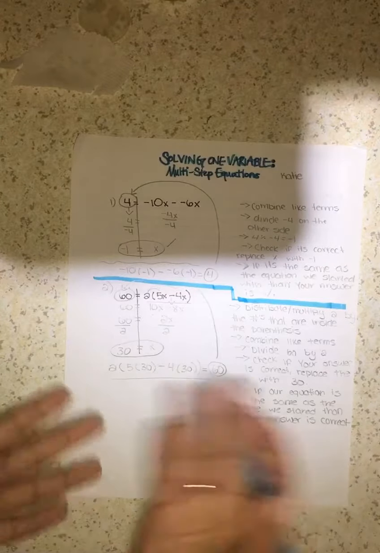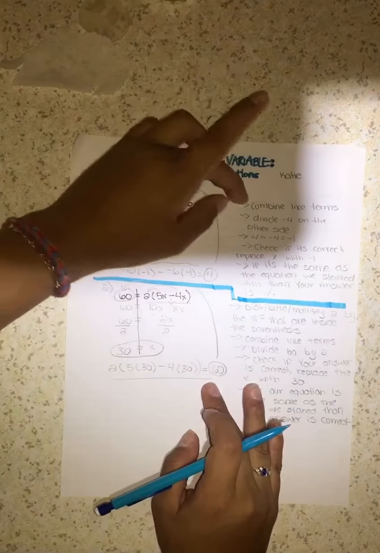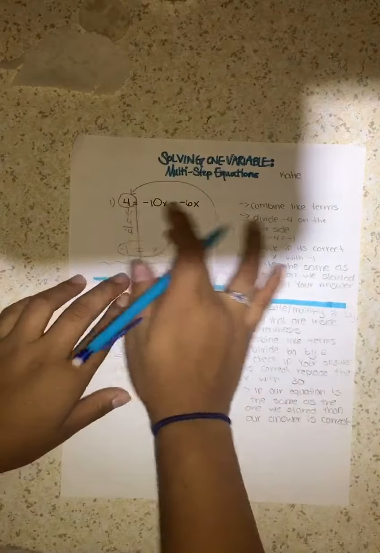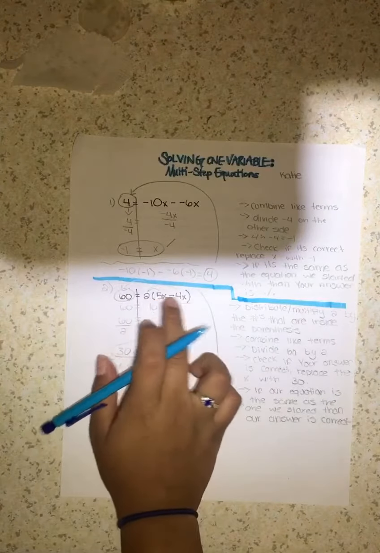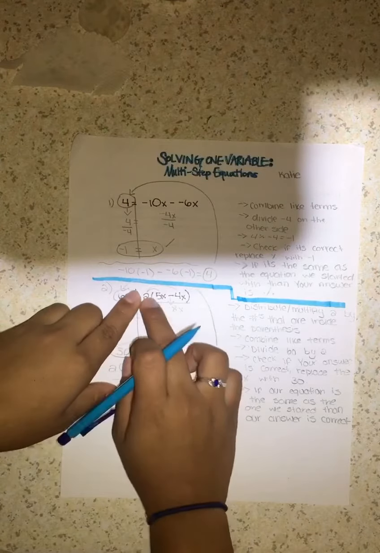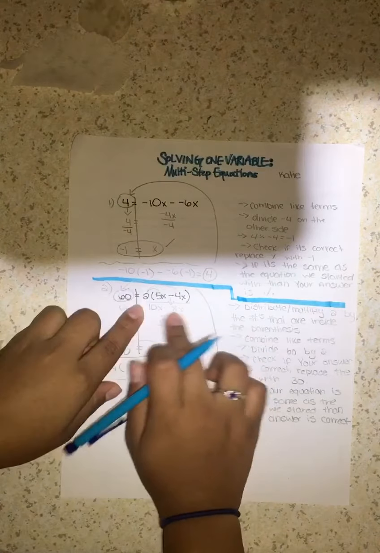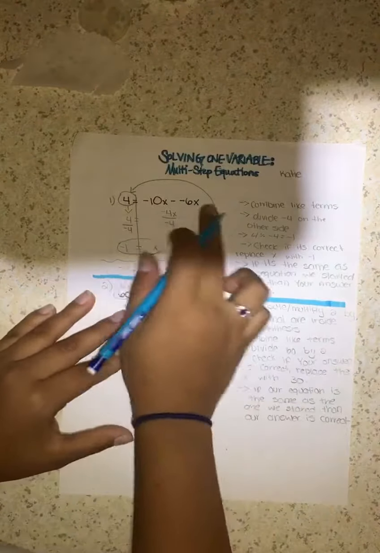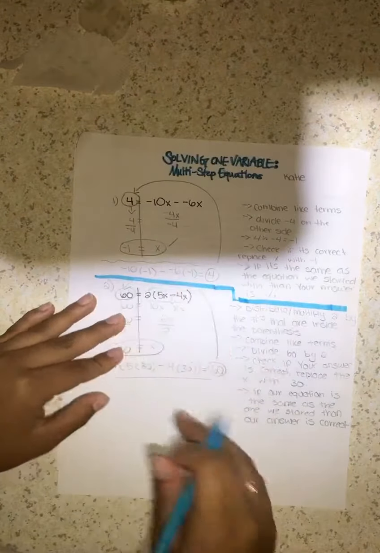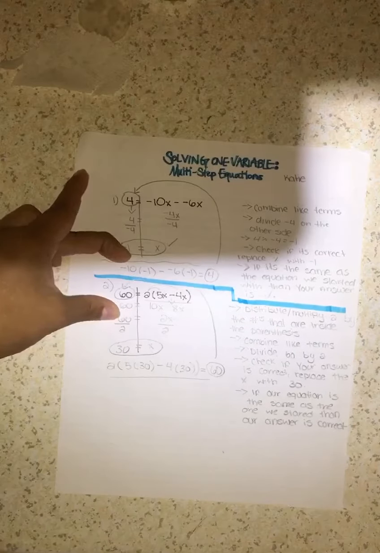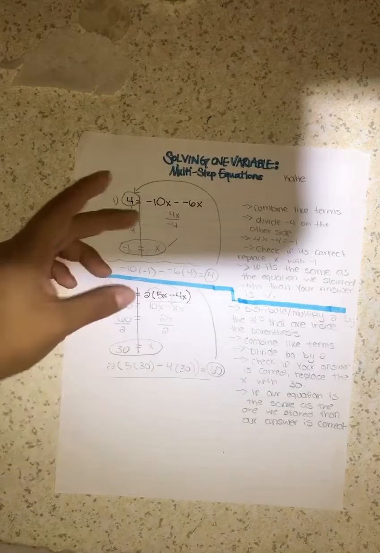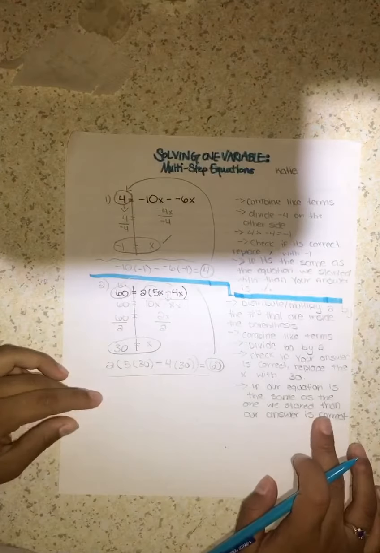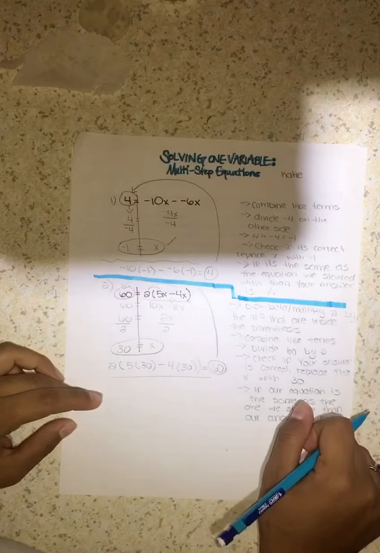So that is how you solve one variable multi-step equations. Whenever we have this, we're going to have to distribute like what we did here. 2 times 5, 10x. 2 times negative 4 is negative 8x. And then when we have one simple one like this, we're just going to combine like terms and find our answer. And then to check if we are correct, we're just going to replace the x with our number. And that is how you solve one variable multi-step equations.